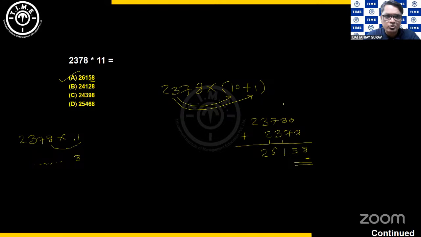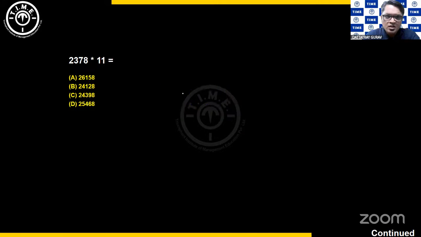Same question, one more method now. We can apply this method only when multiplying by 11. So the method is something like this. Write down the given number: 2, 3, 7, 8. And multiply by 11. Whenever a question asks to multiply by 11, put a 0 at the end and put a 0 at the start, by default.